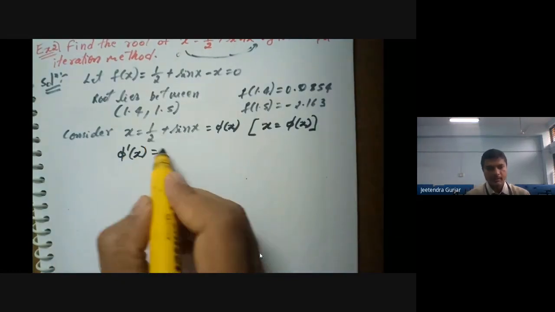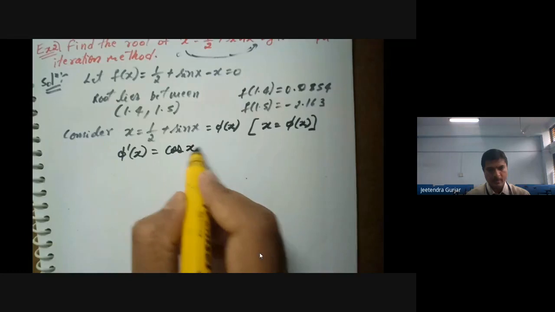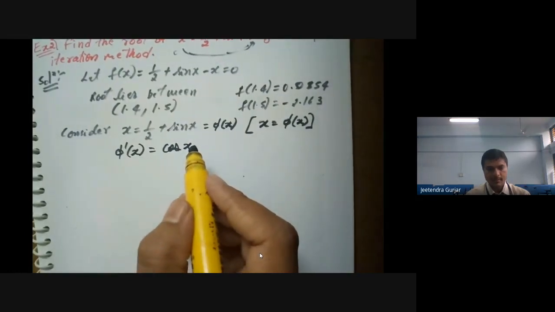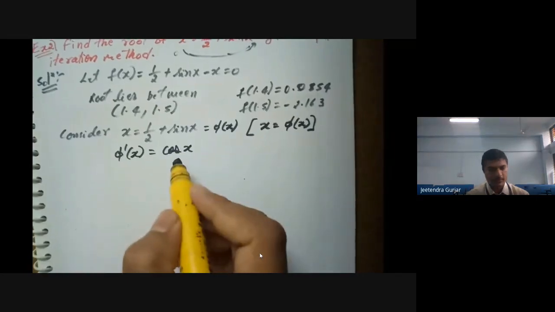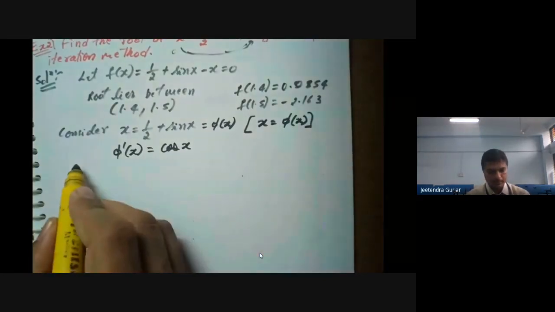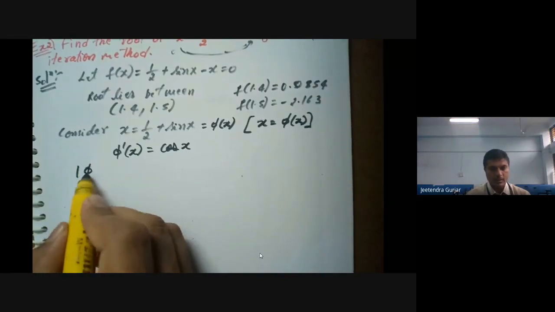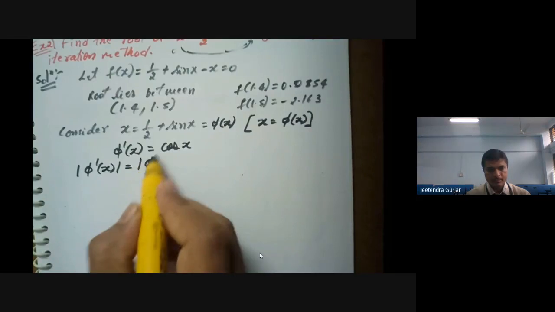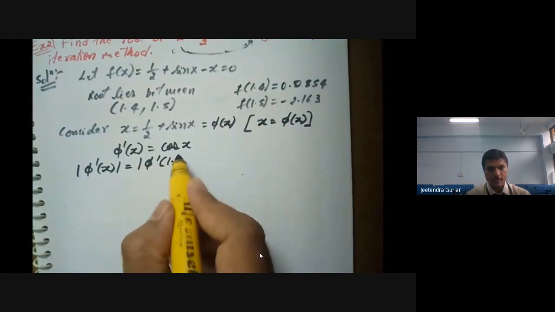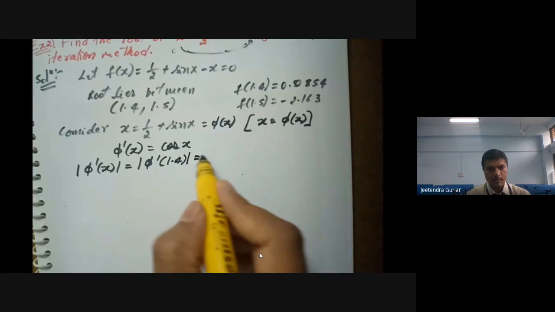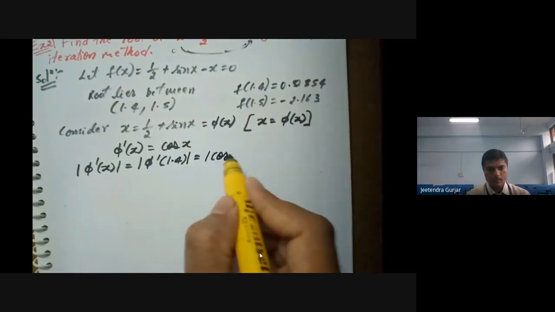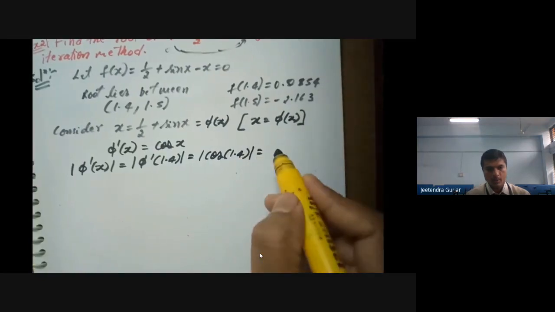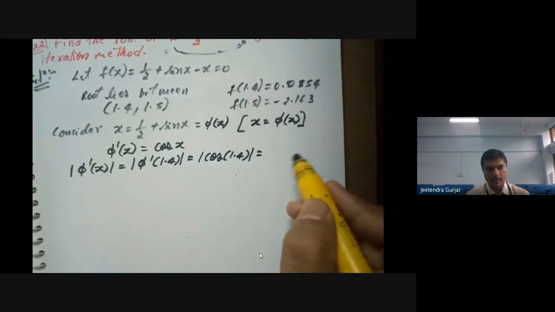So immediately when you get phi of x, go for phi dash of x. So 1 upon 2 differentiation is 0 and sin x differentiation is cos x. I think you are familiar with the differentiation. Yes, so many differentiations you have come across. So we'll go with phi dash of x, modulus of phi dash of 1.4, which is modulus of cos 1.4. You can just find it in the calculator directly.